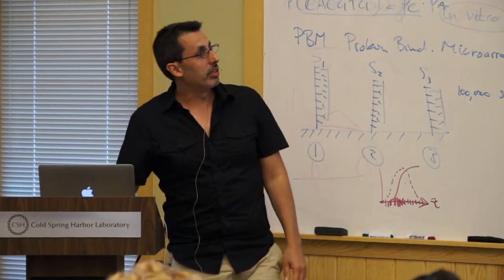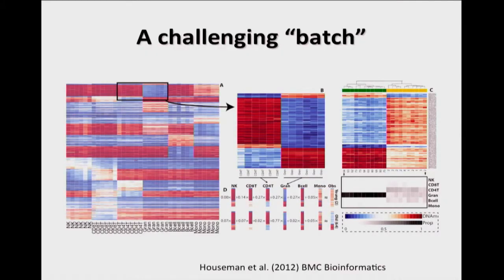All right, so blood is not a tissue, right? Or maybe some people might call it a tissue, but it's a bunch of different cells, including natural killer cells, CD8 cells, CD4 cells, granulocytes, B cells, monocytes. So when you have whole blood and you measure DNA methylation for whole blood, it's the average of all these cells and their different methylation. Some are this, some are that, some are that.